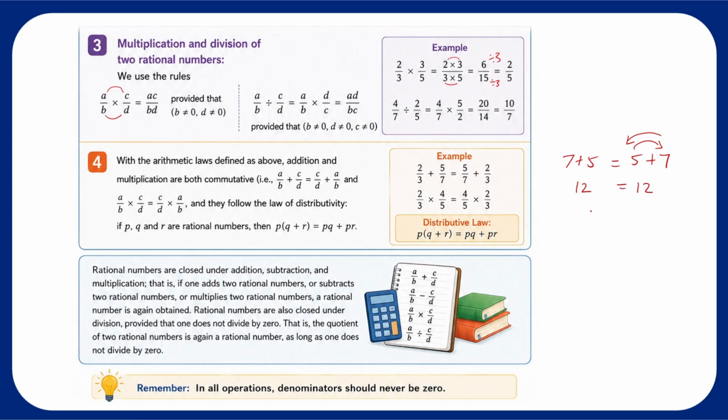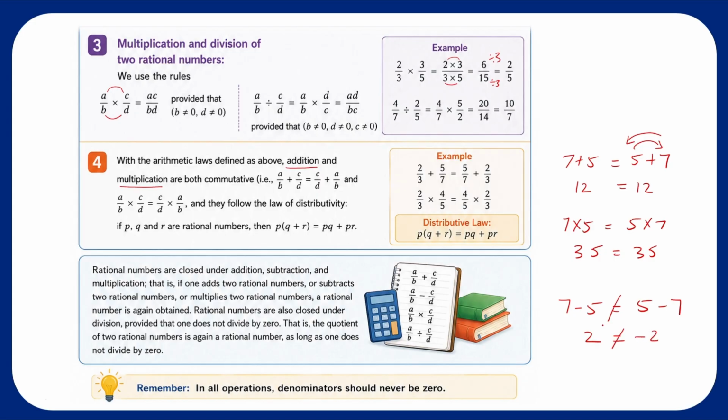order in which you add or multiply doesn't affect the result. 7 times 5 is the same as 5 times 7. 7 times 5 is 35 and 5 times 7 is also 35. So the order in which you multiply or add doesn't affect the result. But for subtraction, 7 take away 5 is not the same as 5 take away 7. The solution to the one on the left hand side is 2, while the solution to the expression on the right hand side is -2.